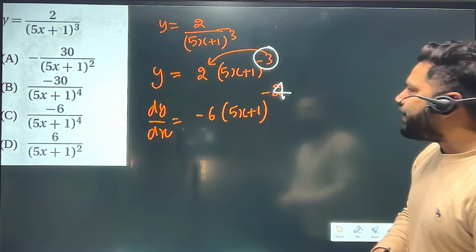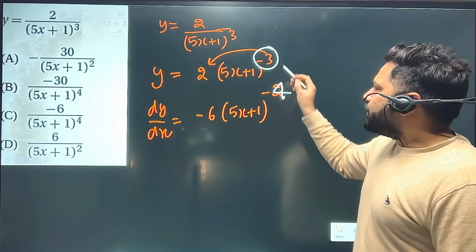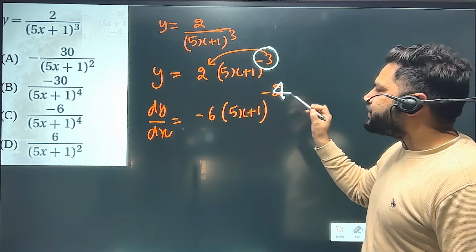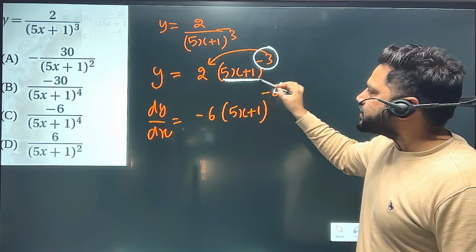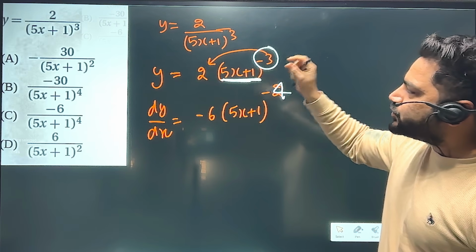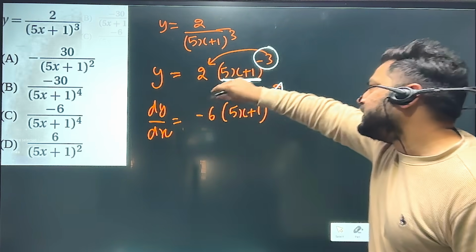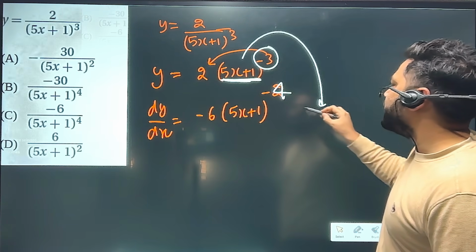All right, and after that, power will come ahead, one power less. After that you will go inside the bracket, do the differentiation of the bracket part and write it here, multiply.